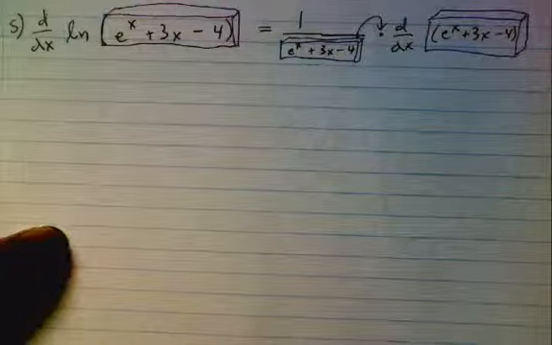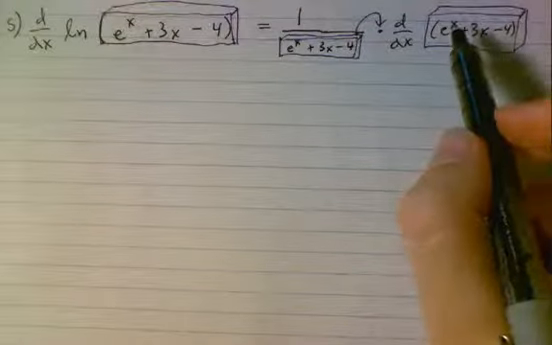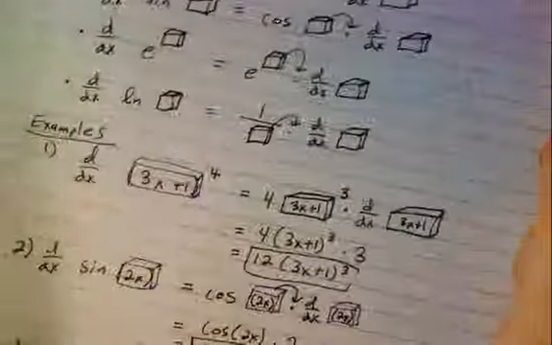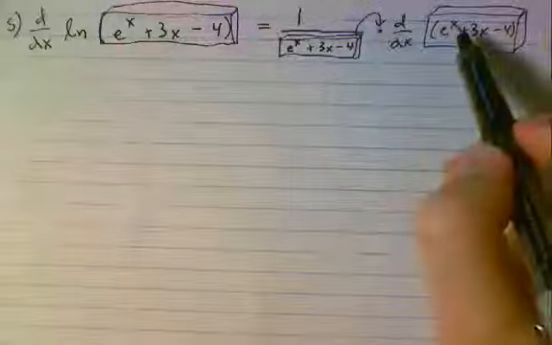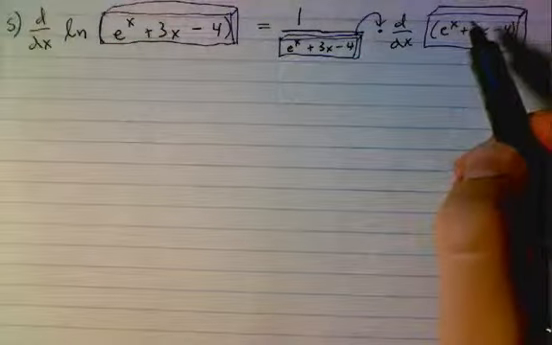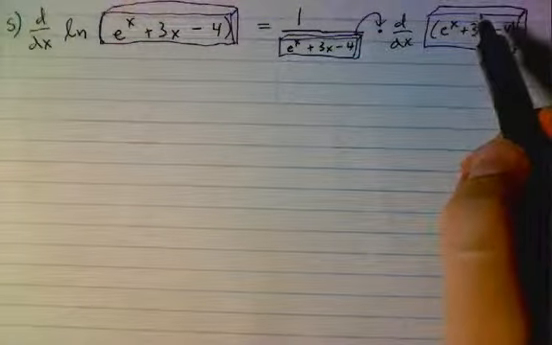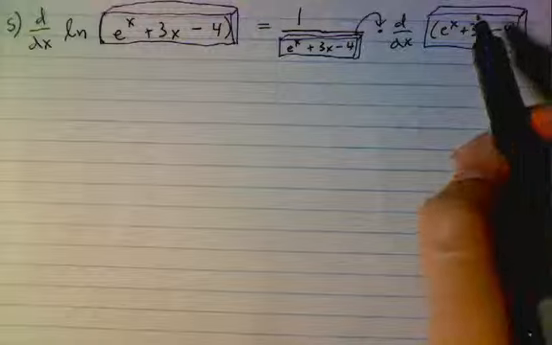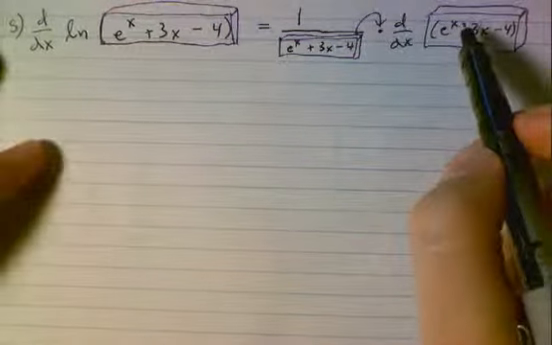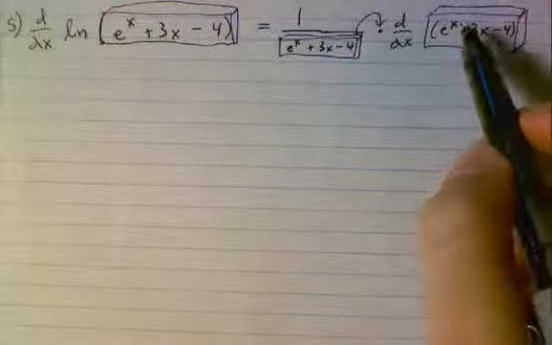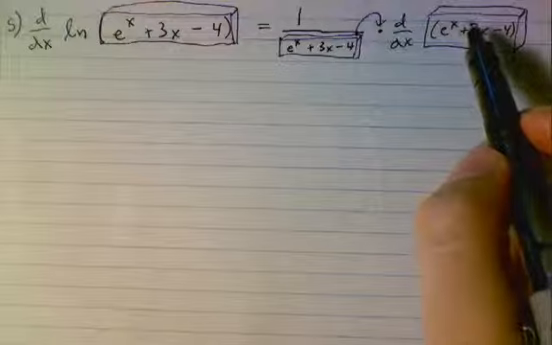Notice we do have an e to the x right here, which is one of our box functions from over here. However, there's just a plain old x here. And if there's just a plain old x, then when we take the derivative of x, it will be 1. It's not going to change anything. So if there's just an x, we don't have to put the box around it. If we do, it won't cause any problems. It'll just be more work for us.